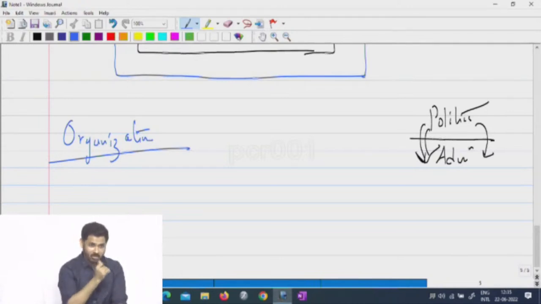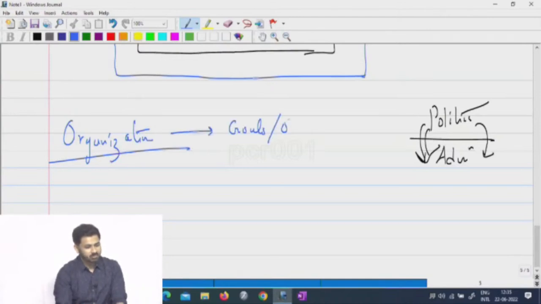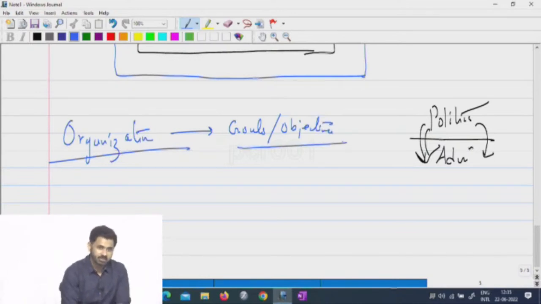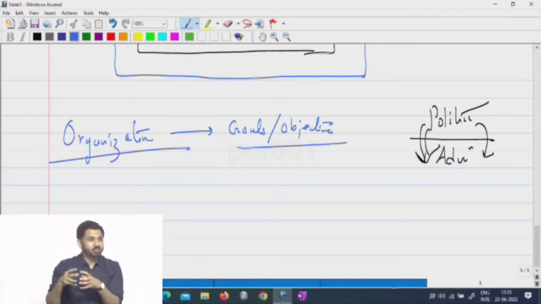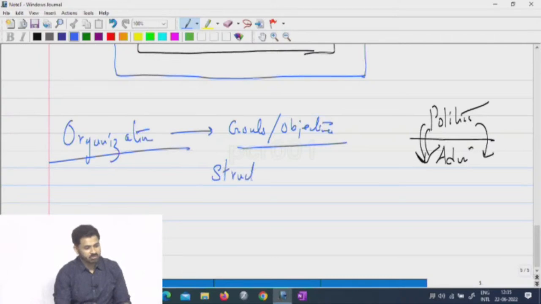When you talk about organization, what are the components that come to your mind? Leadership. Body. Yes. First of all, the body has to come to your mind. And even before that, the first thing you will set in the organization are the goals or objectives. It has certain goals to be achieved. Then the people are coming together. These people are to be arranged in some format. What format is what you will then call the structure of the organization.